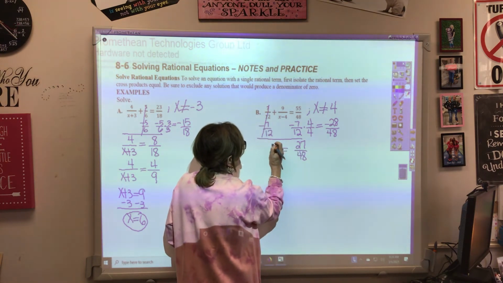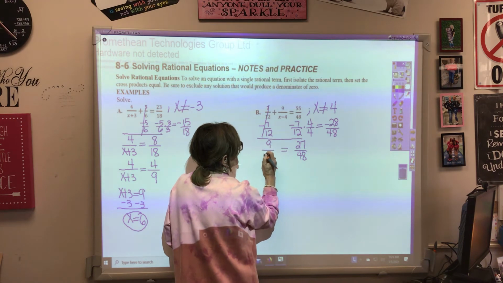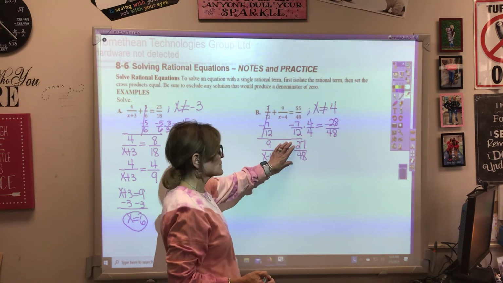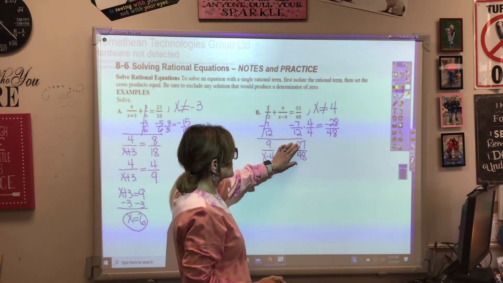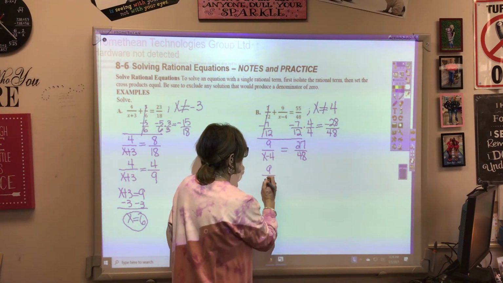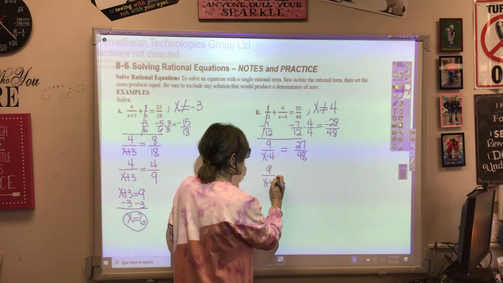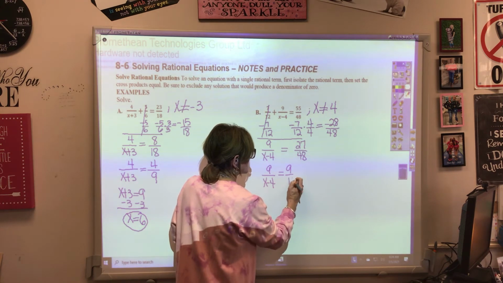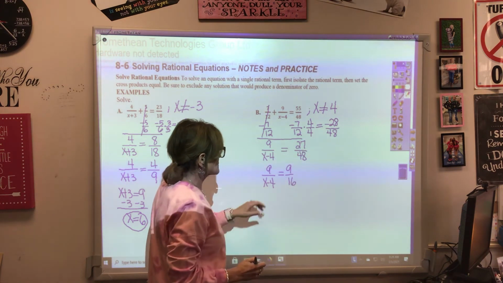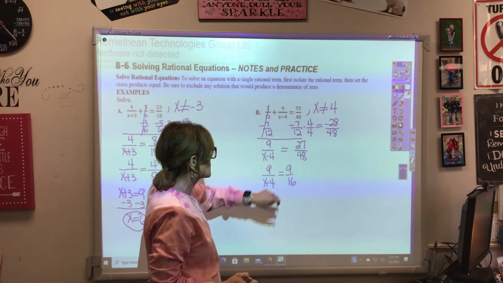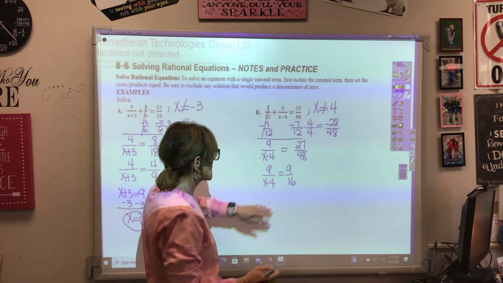That equals 9 over x minus 4. Now if you did this with the calculator, it's going to go ahead and reduce this down for you. These are both divisible by 3. So this one's going to give us 9 over x minus 4 equals 9 over 16. Notice the numerators are the same, so we don't need to worry about setting the cross products equal. We can just solve with the denominator.